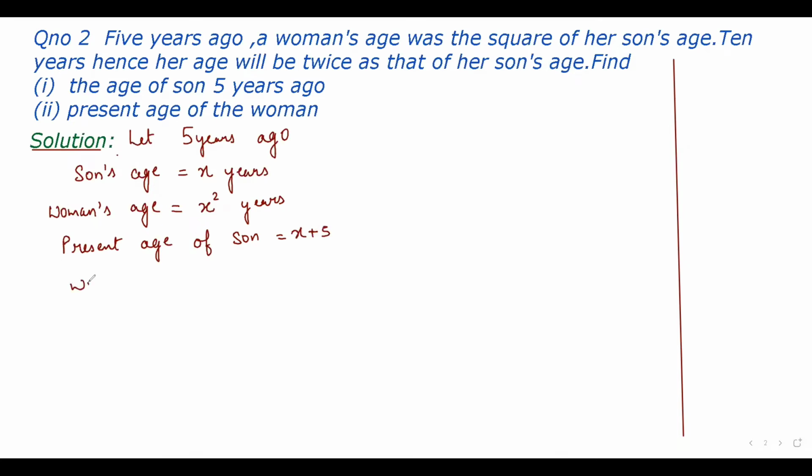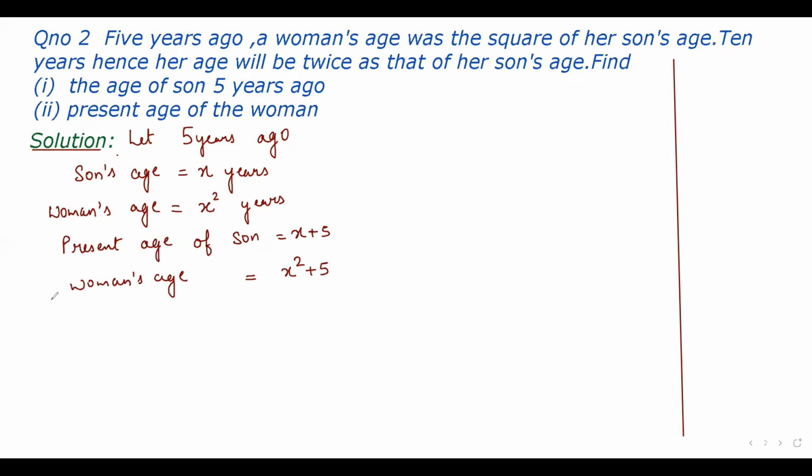And the woman's age will be x square plus 5 years. According to the question, 5 years ago the son's age was x years, so after 5 years, 5 years have been added to his age, so it is x plus 5. And the woman's age 5 years ago was x square, so after 5 years you add 5 to x square, so you will get x square plus 5. Right? Now come to the next statement, that is 10 years hence.